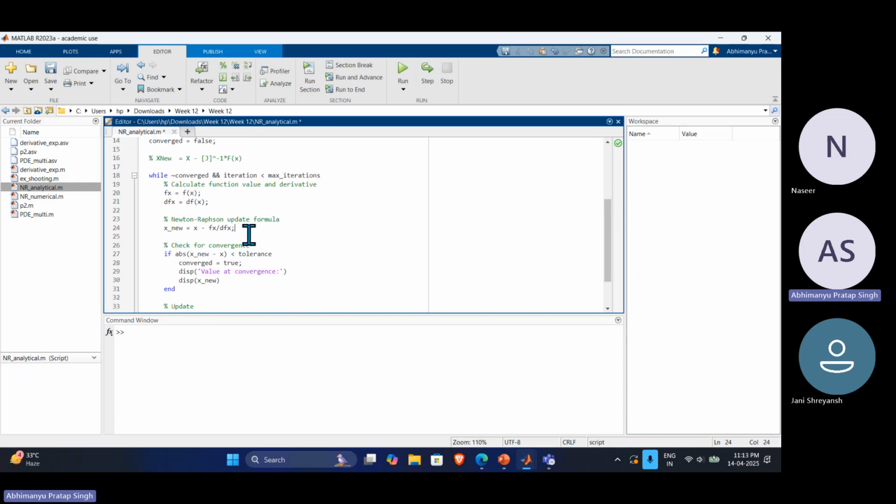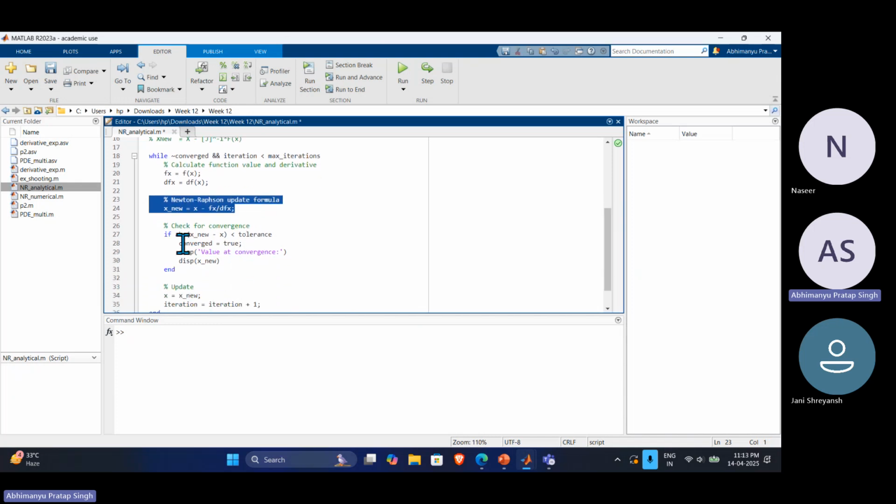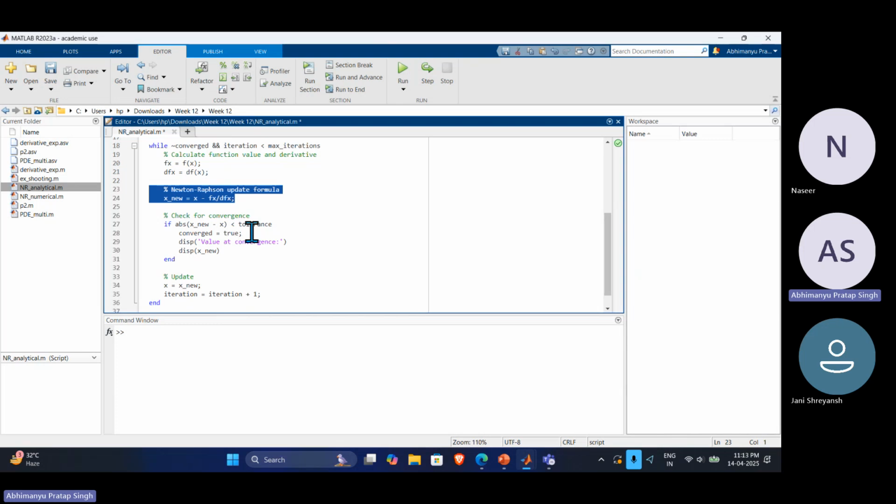So this is the Newton-Raphson update formula, and here I'm just checking for convergence. If the absolute value of x nu minus x is less than tolerance, then converged is true, and I will display it. You can see that I'm not using a break statement over here; I could just use a break statement which will exit out of this while loop. Otherwise I'm just changing this converged variable to true, and then I will update x to x new and iteration to iteration plus 1, and then this will again check for this condition. But since it has become true now because I have changed my variable over here, this will not enter the loop and it will exit it.